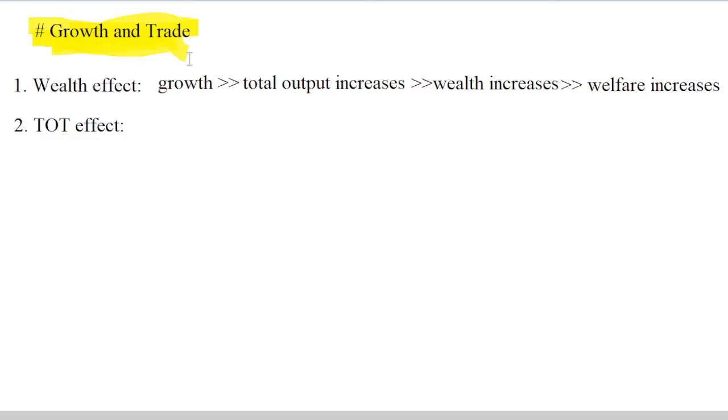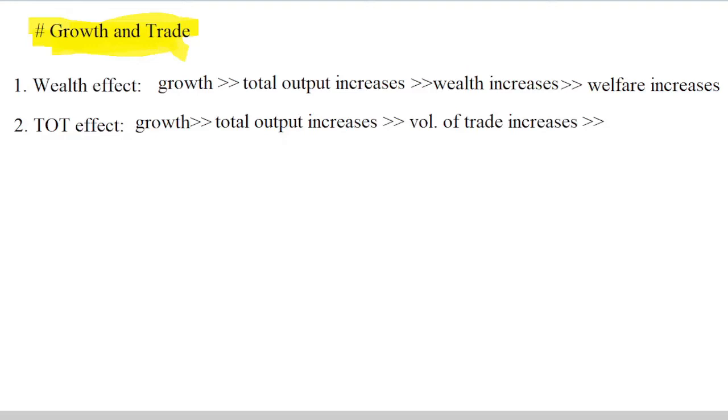So the effect says as follows. First, you will have growth. Due to the growth, your total output will increase. Due to the increase in the total output, your volume of trade will increase. Due to the increase in the volume of trade, your terms of trade will deteriorate. And due to the deterioration of your terms of trade, your welfare will decrease. So this terms of trade effect is a negative effect.